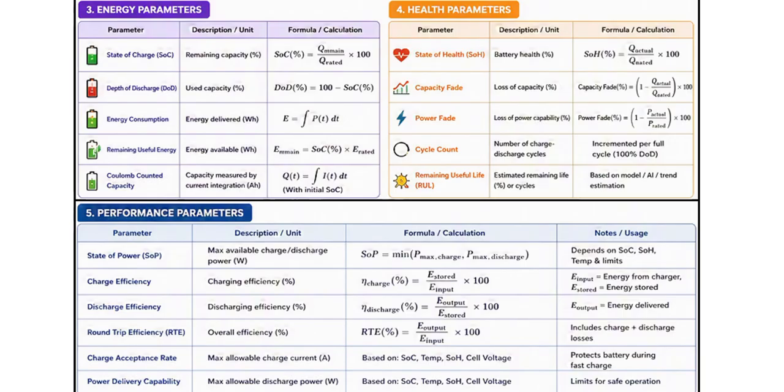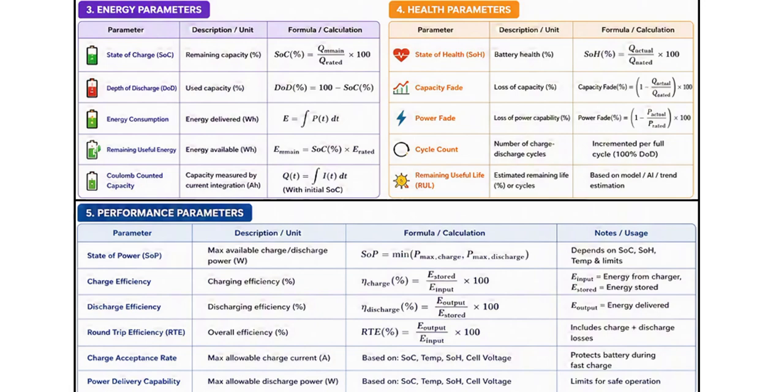Then let us move on to the health parameters, the fourth one. First one is SOH, state of health, which indicates the present condition of the battery compared to a new battery. A battery with 100% SOH is considered new, while lower values indicate aging. Then capacity fade, which measures the reduction in maximum power output due to battery degradation.